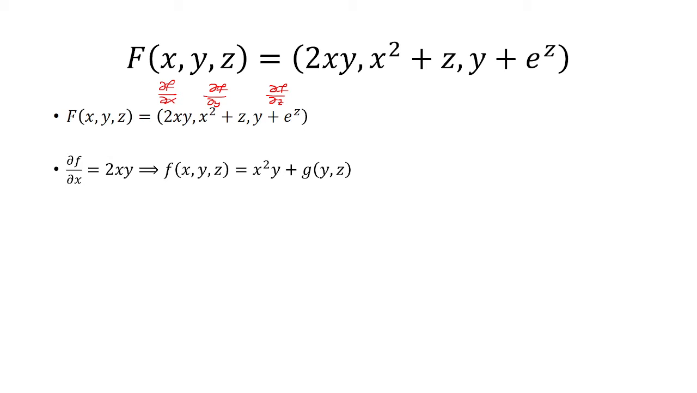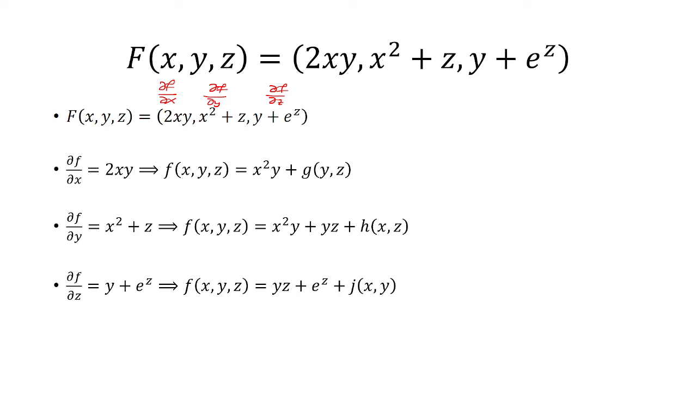We're going to integrate with respect to x and get x squared y plus a constant. Because we're integrating with respect to x, the constant is a function of y and z. So we'll call that g of y, z. Next we move to partial of f with respect to y. That's equal to x squared plus z. Integrating with respect to y, we get x squared y plus yz plus a function of x and z.